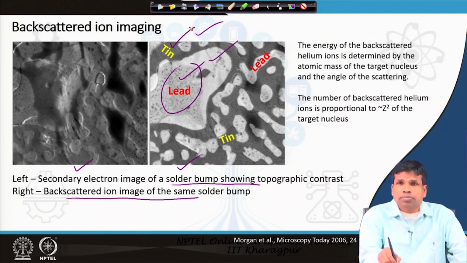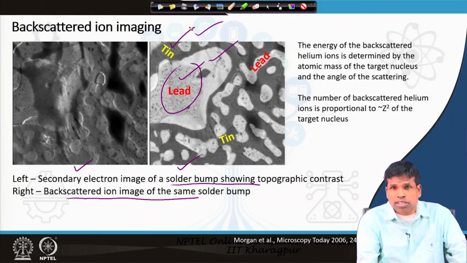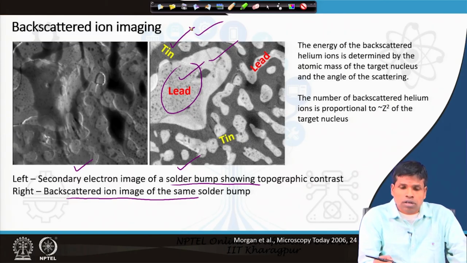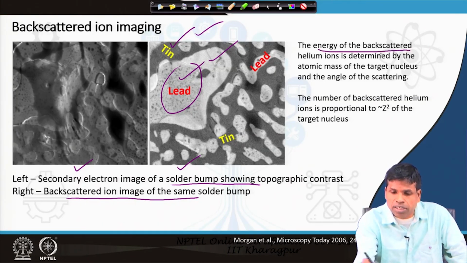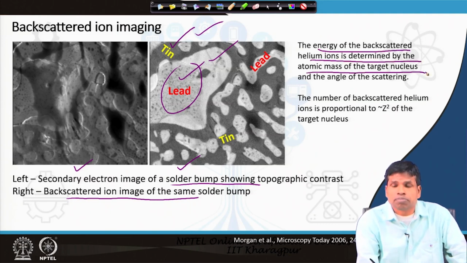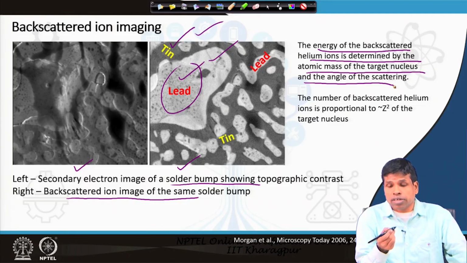When the ions bombard the specimen, they transfer their energy to the atoms, and some of that energy will be lost, but still some of the ions will be backscattered, and those ions have quite high energy also. The energy of the backscattered ion depends on the atomic number of the target sample. The energy of the backscattered helium ion is determined by the atomic mass of the target nucleus and the angle of scattering. The higher the atomic number, the more energy the backscattered ions have.